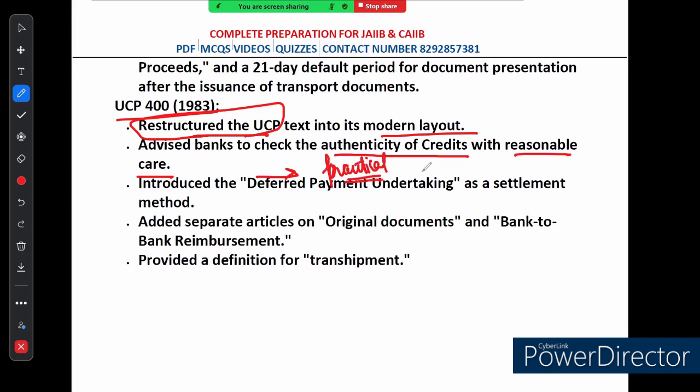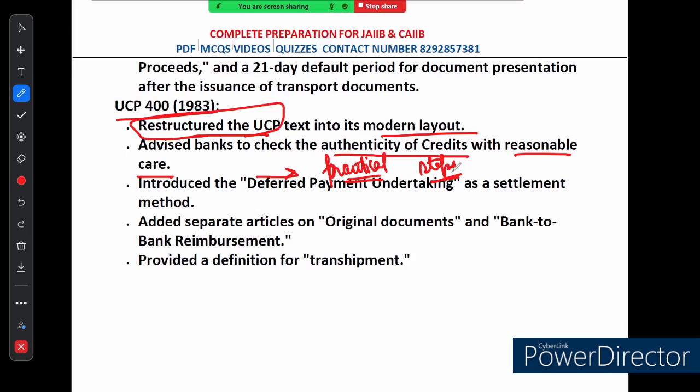Banks were expected to take practical steps. It advised banks to check the authenticity of the letter of credit with reasonable care. Banks were expected to take the practical step to verify that the letter of credit they received was genuine, which added another layer of security to the international transaction. That was called authenticity of the credit with reasonable care. Then the next part is bank employee verifying the document authenticity.